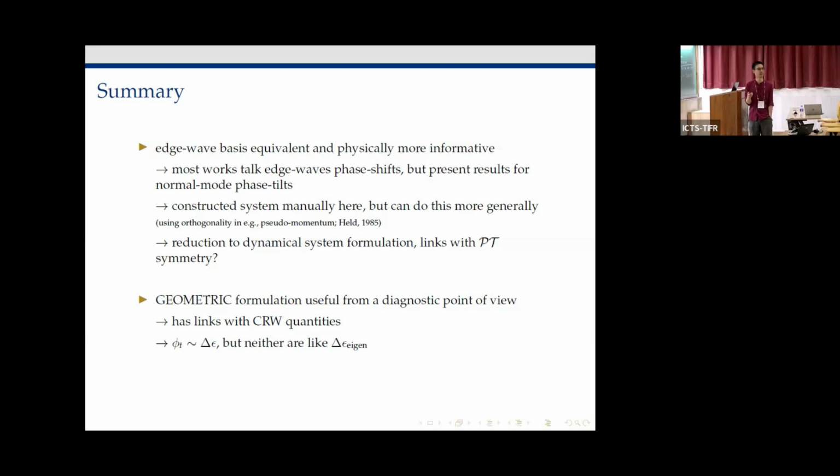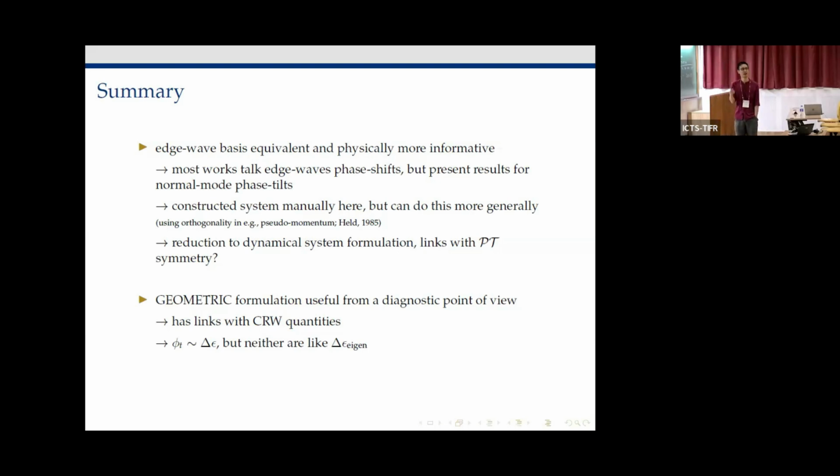It also gives you a link with dynamical systems, so that's kind of interesting. So most works currently talk about edge wave phase shifts, but then they present the results for normal modes. And I'm arguing if you talk about edge wave phase shifts, you should really be presenting edge waves. All right. In this case, I constructed the amplitude phase equations manually, but in general, you can do this in a more general case. So in the Eady problem, you know exactly where the edge waves are. There are cases where you do not know this. So for example, the Charney problem, you don't necessarily know where the critical layer is going to be.